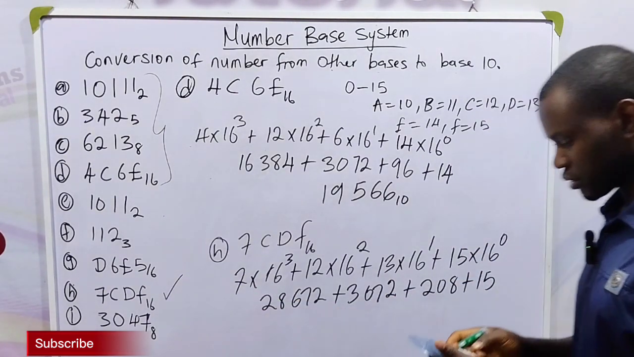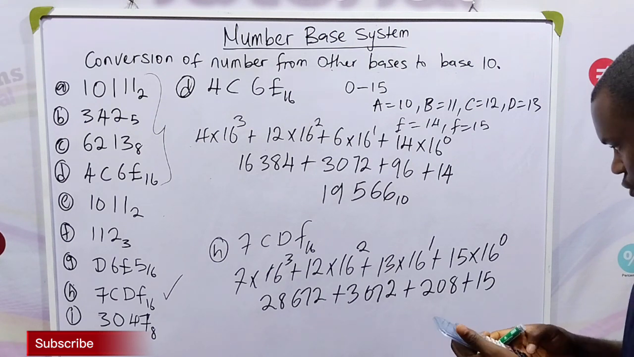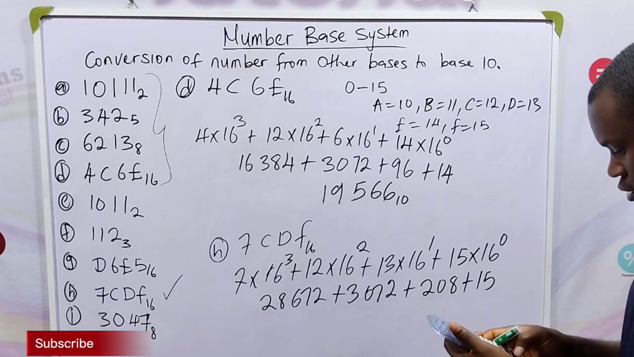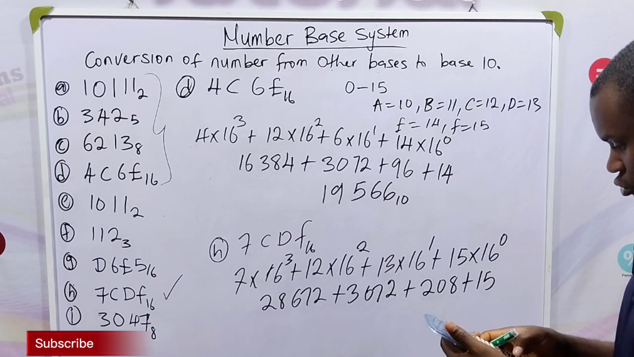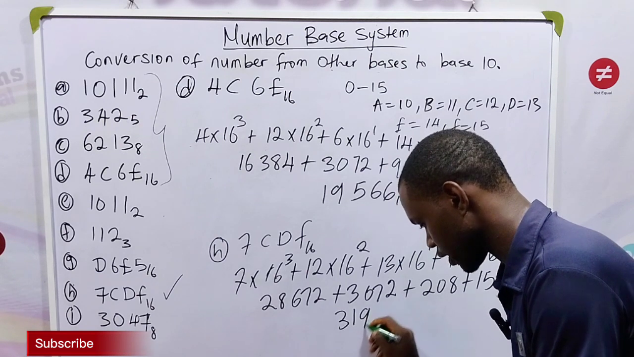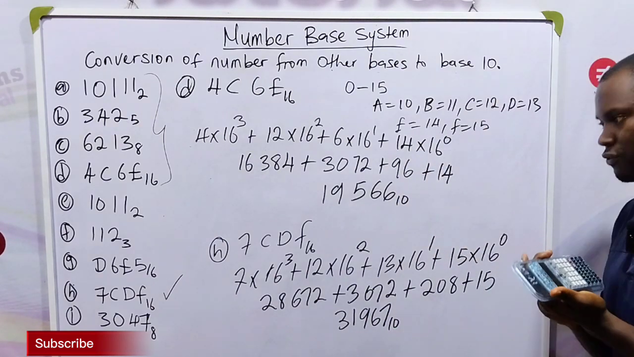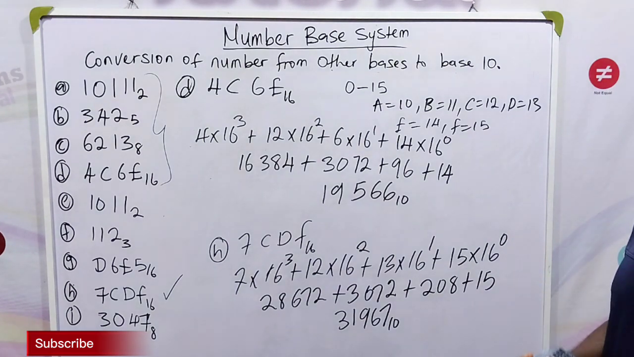Let's add all the numbers. Plus 28672, then plus 208, plus 15, then plus 3072. We have 31967 in base what? In base 10. So we have also successfully converted that to base 10.